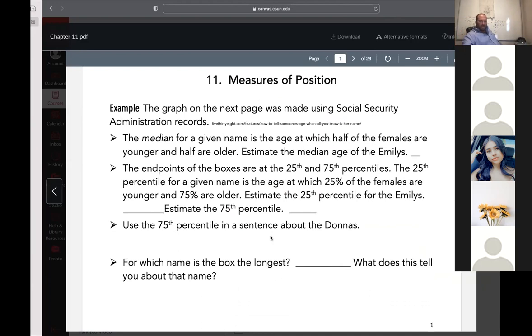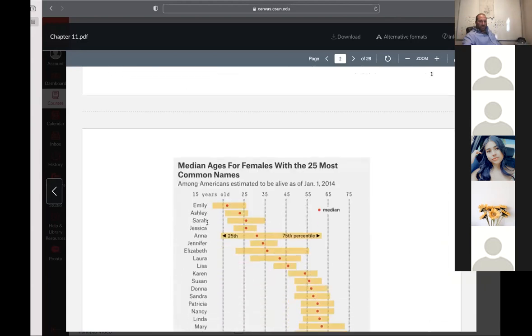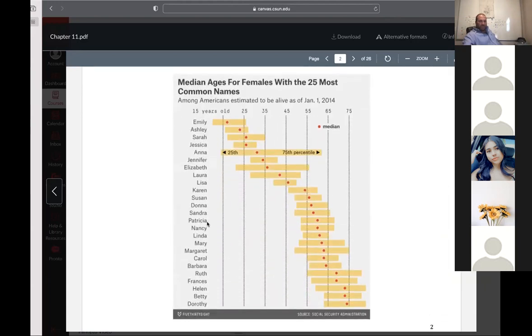So the graph on the next page was made using Social Security Administration records. So this is the graph. Let's take a look at it. It says the median ages for females with the 25 most common names. Emily, Ashley, Sarah, Jessica, Anna, Jennifer, Elizabeth, Laura, Lisa, Karen, Susan, Donna, Sandra, Patricia, Nancy, Linda, Mary, Margaret, Carol, Barbara, Ruth, Francis, Helen, Betty, and Dorothy.